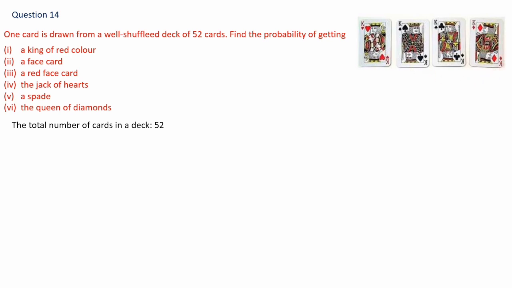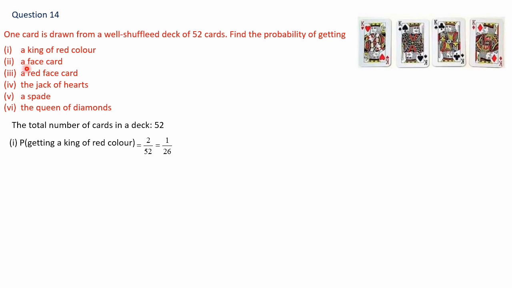Red king cards are there. So the probability of getting a king of red color is 2 divided by the total number of outcomes. Total number of outcomes we have is 52. So here 2 and 52 we can cancel. It is 1 by 26.